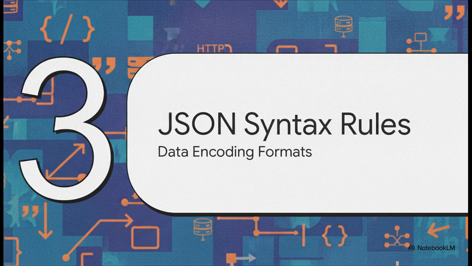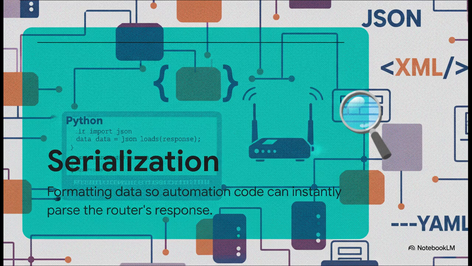Which brings us to Section 3, JSON syntax rules. So when those HTTP verbs are executed, how does the data actually look? Well, we use something called serialization. Serialization is that critical translation layer. It takes the router's internal state and formats it into a highly structured payload that your automation code, like a Python script, can parse instantly. And for modern networking, JSON is the undisputed king of these formats.